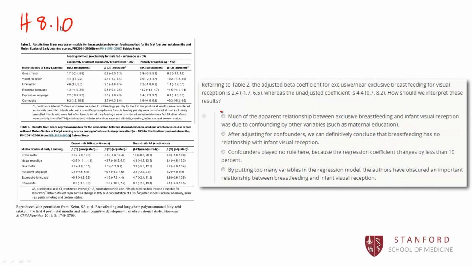So the correct answer here is A. Much of the apparent relationship between exclusive breastfeeding and infant cognitive function was actually due to confounding by other variables. And you can see that here in all of these different models and all these different outcomes. For example, for the visual reception score, it goes from 4.4 down to 2.4 once you've adjusted for these potential confounders. So there's a big drop in the beta, and that's true across all of the different betas that are measuring cognitive function here, not just the visual reception score.